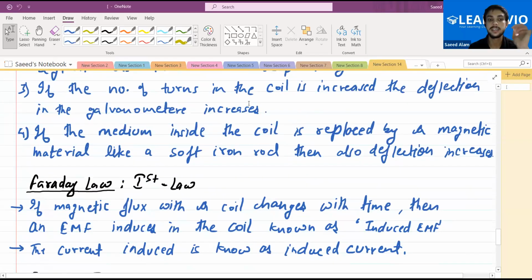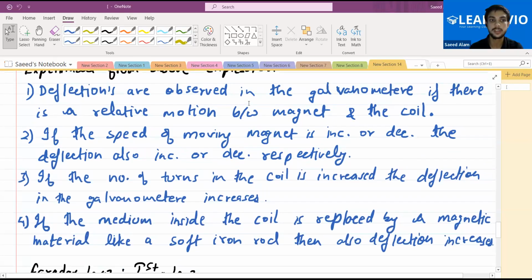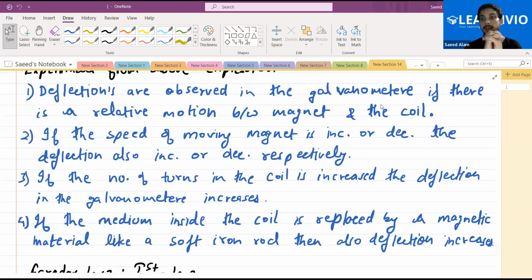Okay, so we had reached some conclusions. What were the conclusions? We can read up here. The conclusions were that we were observing the deflection in the galvanometer. Yes or no? Yes, sir. And that the deflection we are watching here was the proof that some current was passing through that particular loop, that particular coil through which we had attached the galvanometer. True or false? True, sir. Yes, that is completely true.